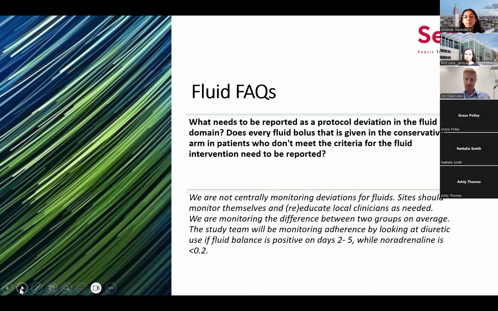And really, we're looking for the difference between the two groups on average. So we will look at adherence by looking at the diuretic use, but we can't see your patient, so we can only use the criteria that are reasonably accessible to us. Okay.